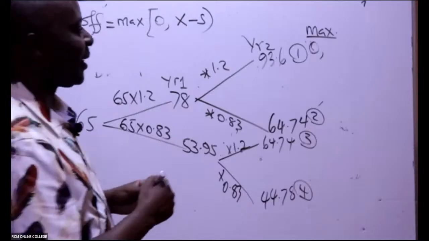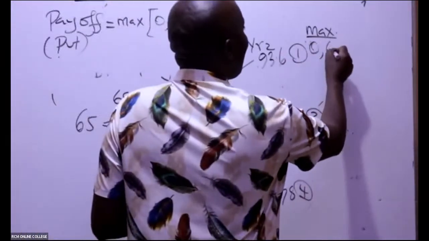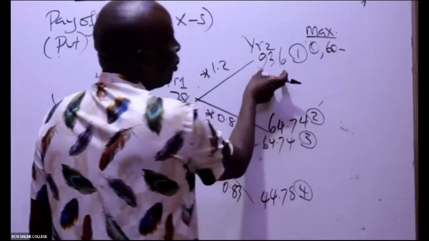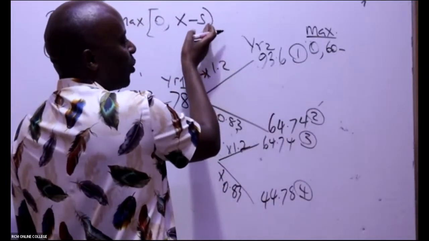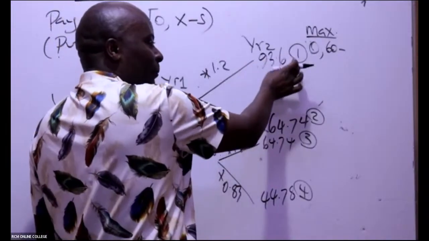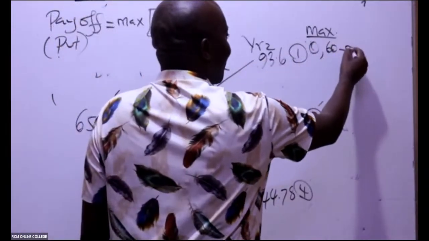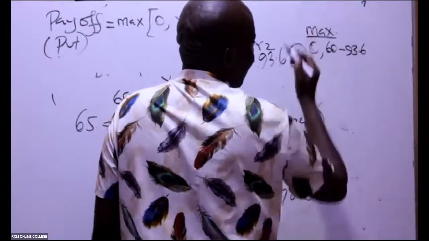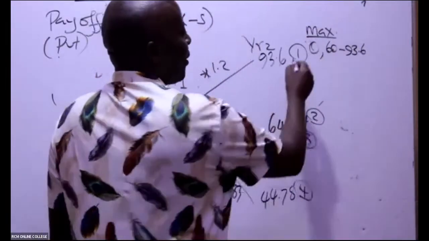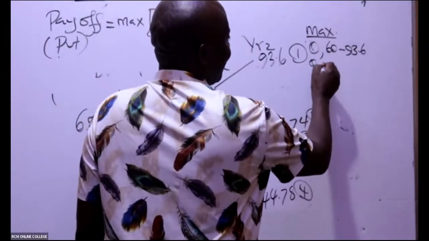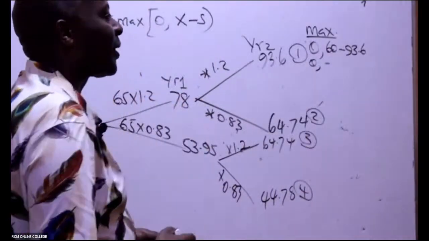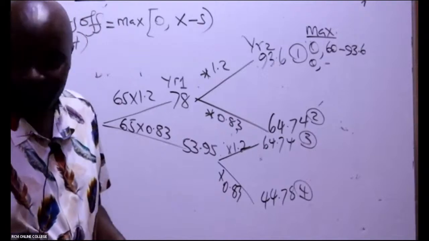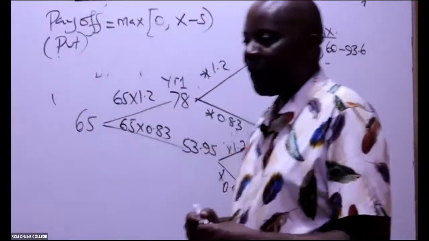60. So you take 60 minus the current spot price. This is the current stock, as per node 1. The current stock is 93.6. So can somebody give me this difference? This will be 60 minus 93.6, which gives me what figure?